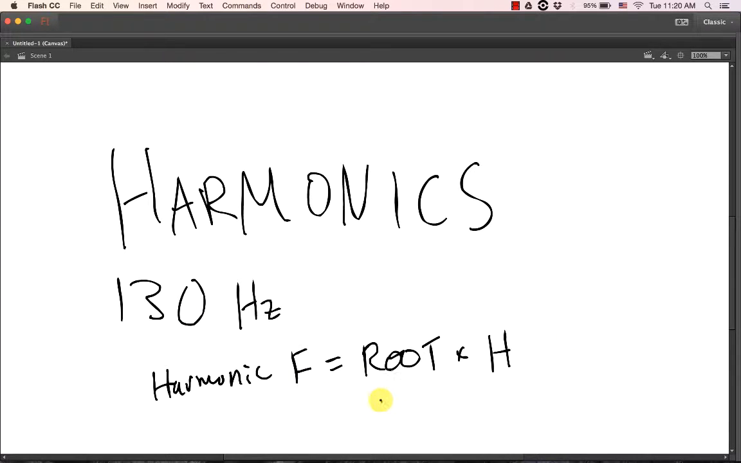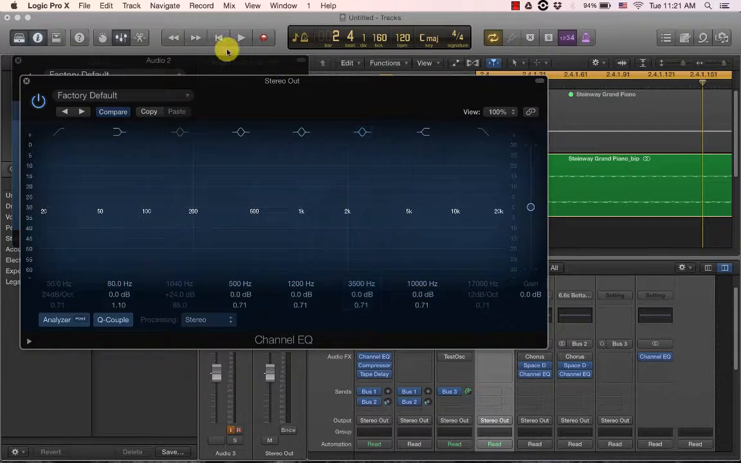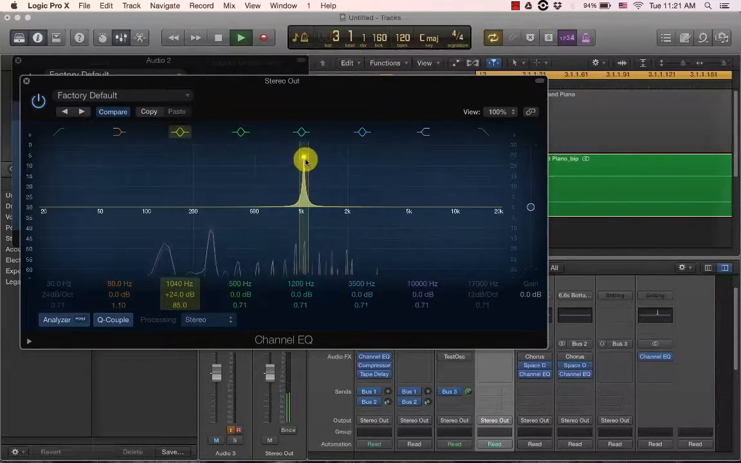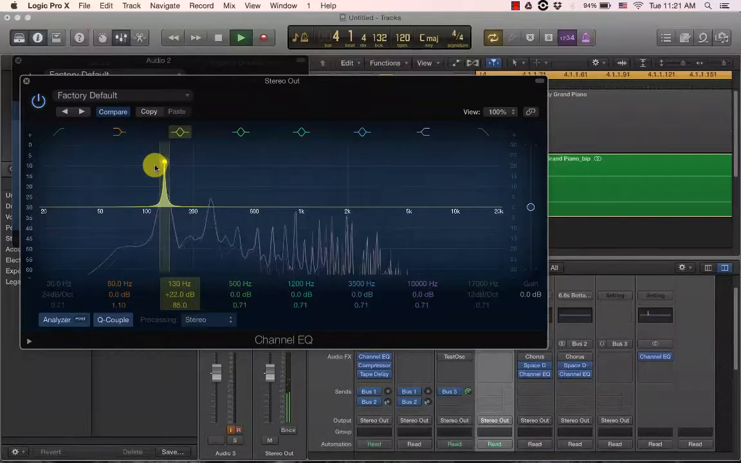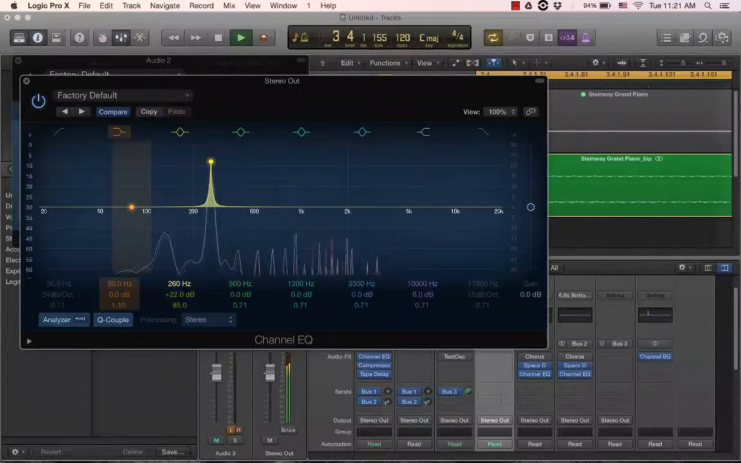Okay, so if my root is 130, and I want to know what's the second harmonic in that series, well, 130 times 2 is 260 Hertz. And so if I went back to this waveform here, so here we are at 130, and then if I change it to 260, that should be that next peak. Yeah, there it is.